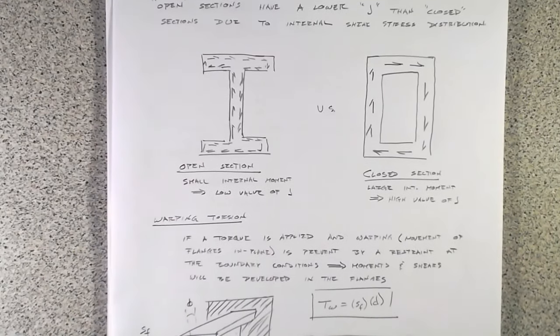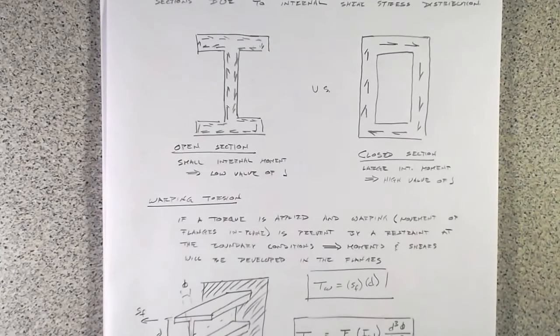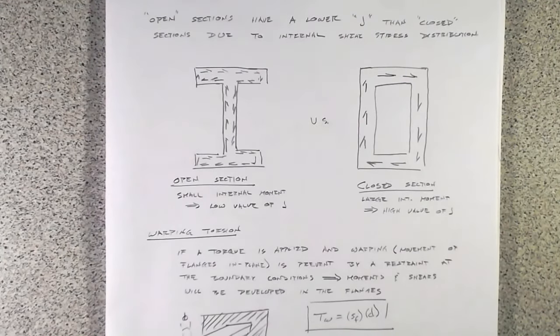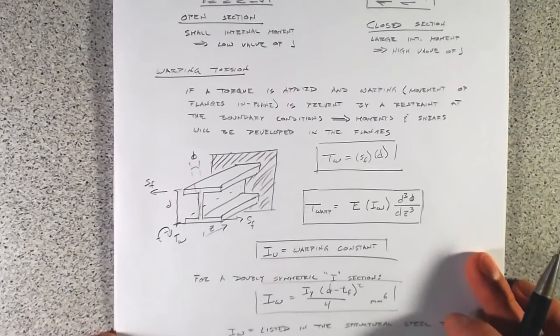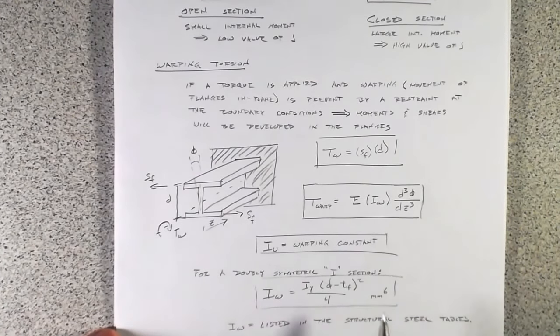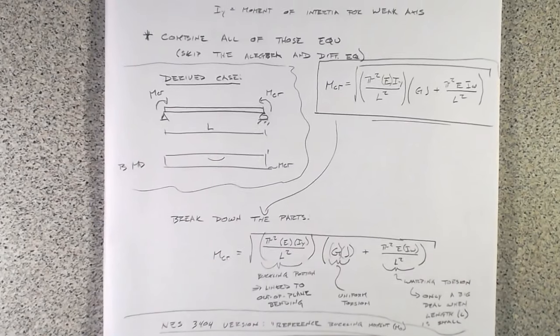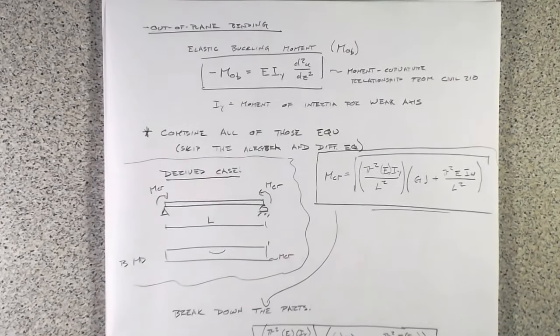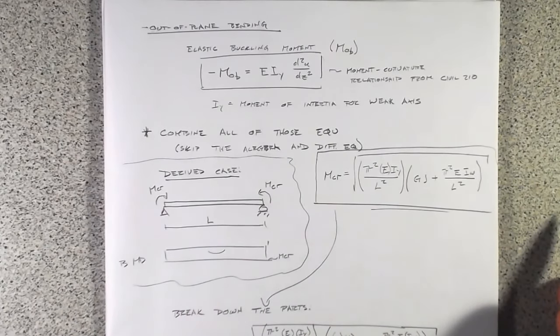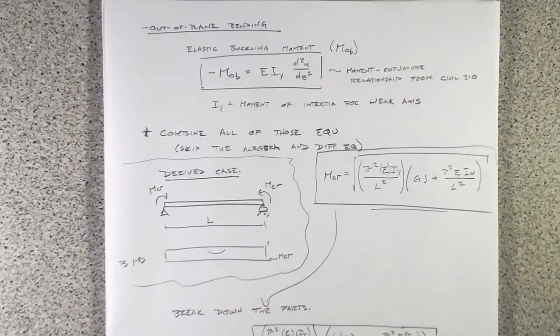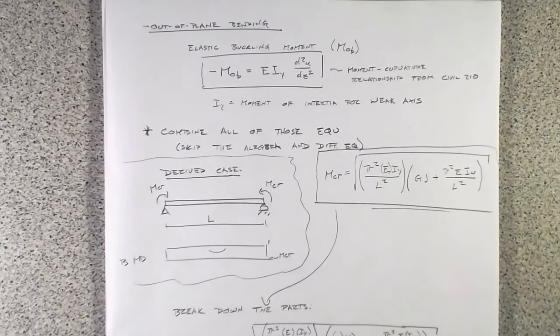From that applied torque, we showed that open sections are a lot more likely to twist than closed sections. We also saw that there will be some warping torsion if the element is restrained at one end, and that was our relationship for warping torsion. There will be some buckling moment at which this occurs, which is M_ob. Then we pulled all of that together for the derived case of a uniform moment applied at both ends of a simply supported beam, which gives a constant bending moment diagram along the length.